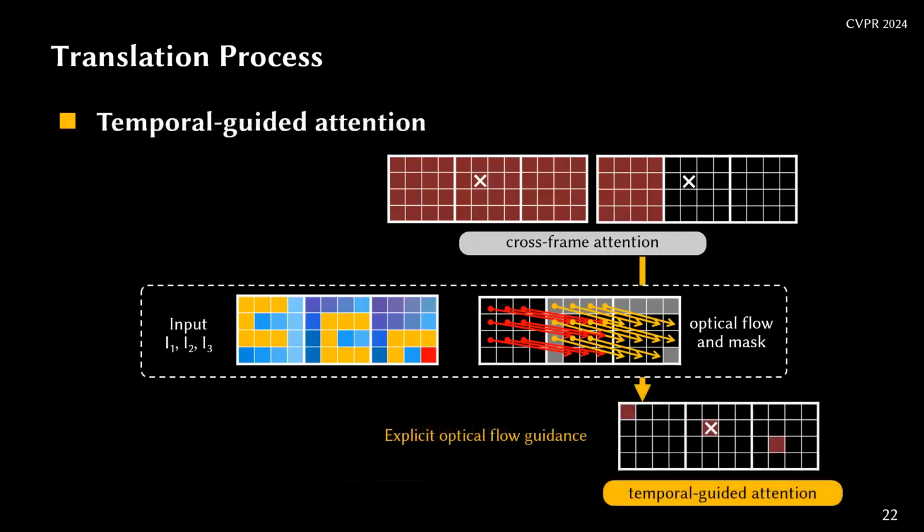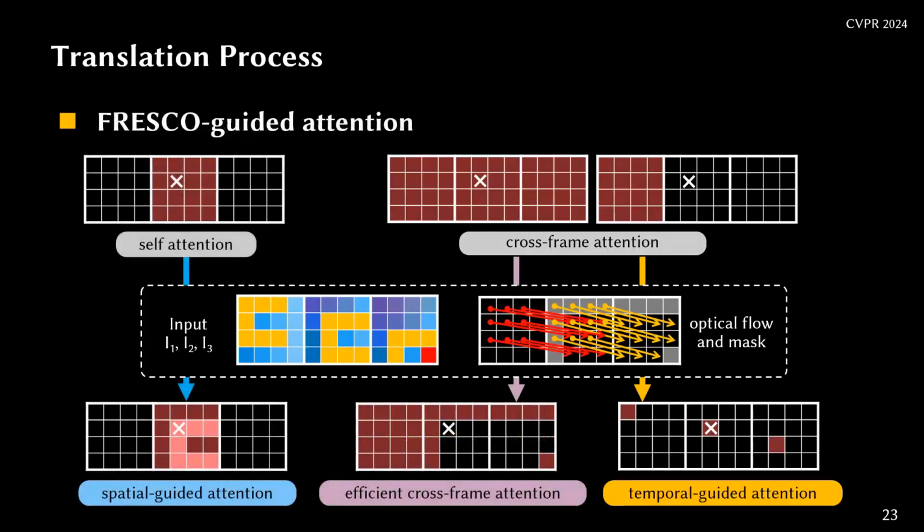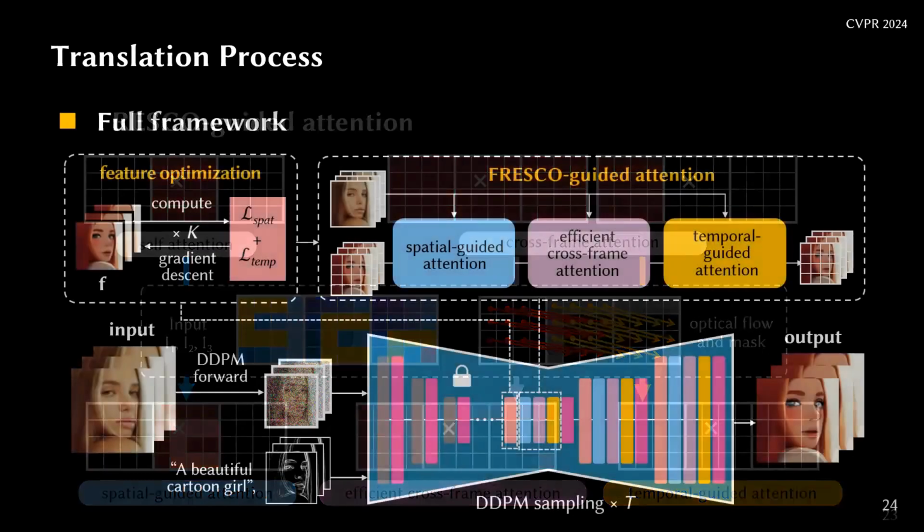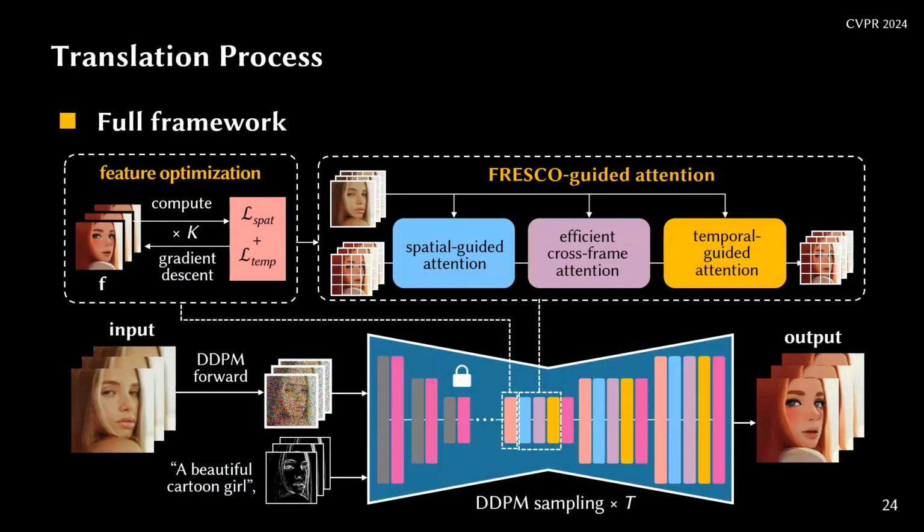Finally, we use temporal-guided attention, forcing every token to only attend to the corresponding token along an optical flow in other frames. Our attention adaptation indirectly improves coherence by imposing soft constraints on how and where to attend to valid features. Meanwhile, our feature adaptation directly optimizes the feature towards high spatial and temporal coherence with the input. We find that combining these two forms of adaptation achieves the best performance.